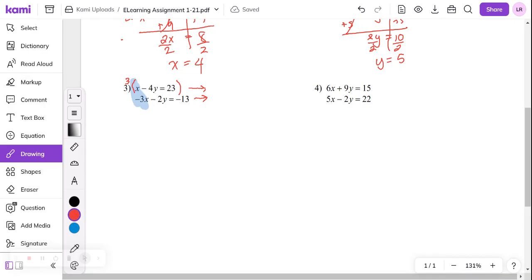So that is going to give me 3x minus 12y equals 3 times 23 is 69. The bottom, we keep it all the same. So we've got negative 3x minus 2y equals negative 13.